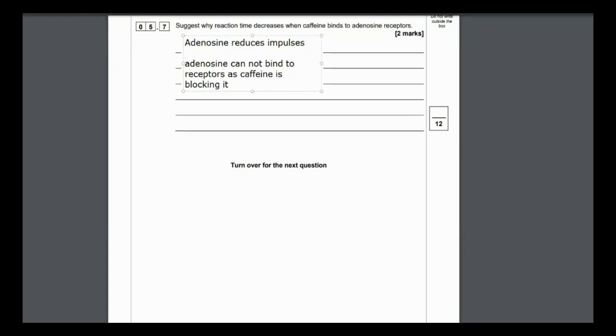Suggest why reaction times decrease when caffeine binds to adenosine receptors. Well, if caffeine binds to the adenosine receptors, remember the adenosine reduces impulses. So the adenosine can't bind to the receptors as caffeine's in the way, blocking it. This means there's no reduction in impulses, so we get an increase in the speed of the impulses. Faster impulses mean faster reactions.